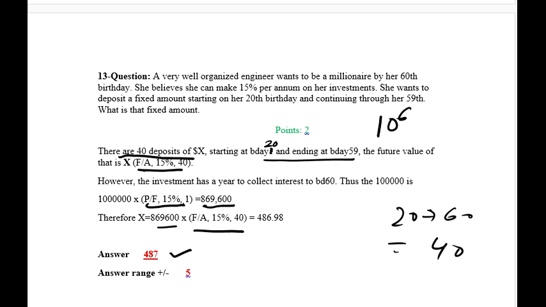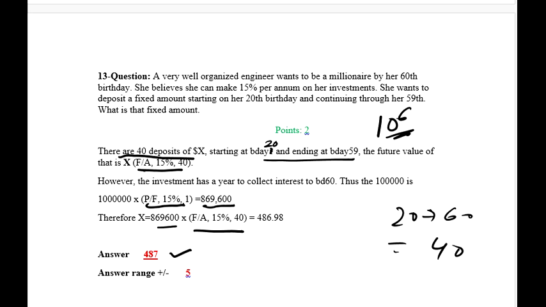Question 13. A very well organized engineer wants to be a millionaire by her 60th birthday. She believes she can make 15% per annum on her investment. She wants to deposit a fixed amount starting on her 20th birthday and continuing through her 59th. What is the fixed amount? So the amount here is 1 million, and there are 40 deposits if you take from the 20th birthday to the 60th birthday.